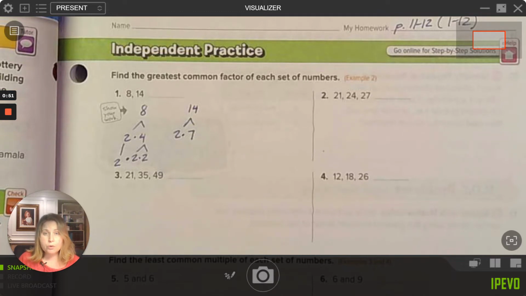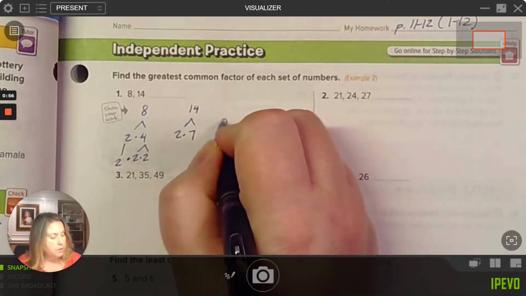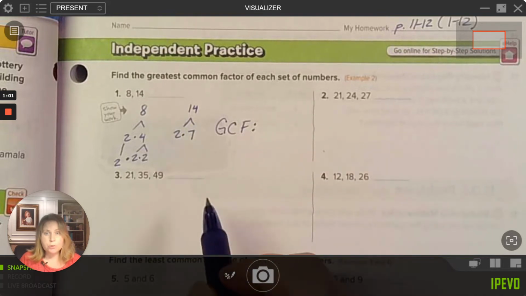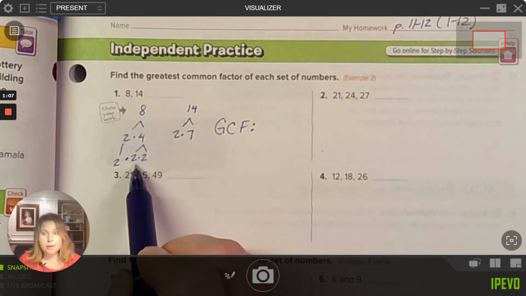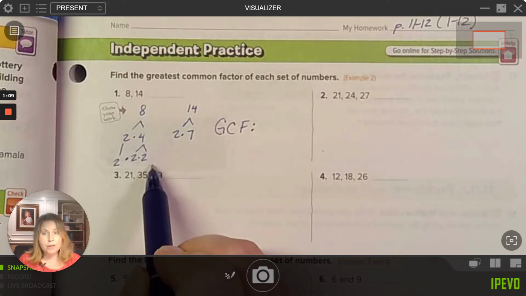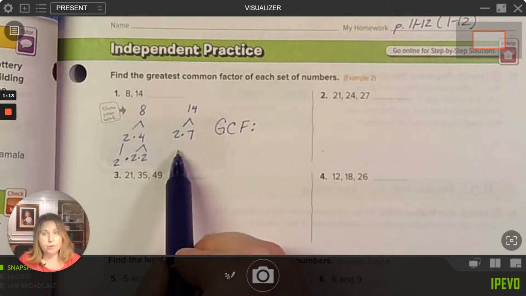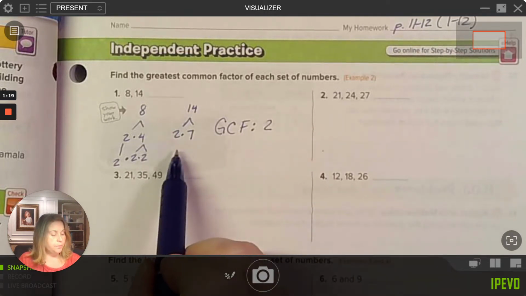Then we're looking for the greatest factor both numbers have in common. I start with the smallest number first. I look at the 2's. 8 is equal to 2 times 2 times 2. It has 3 factors of 2, but 14 only has 1 factor of 2. So the greatest factor that they both have in common is 2, as far as 2 goes.